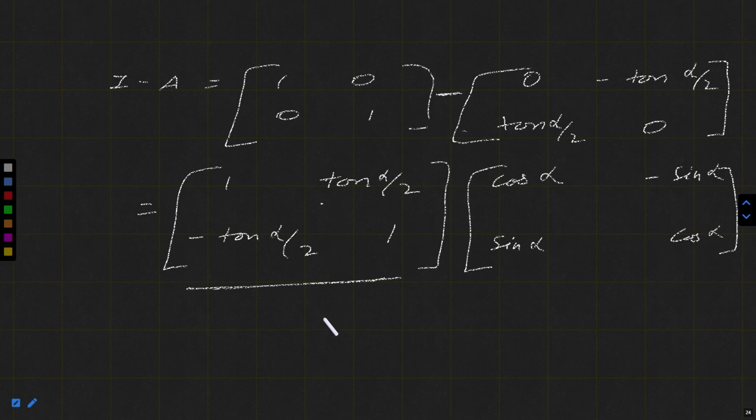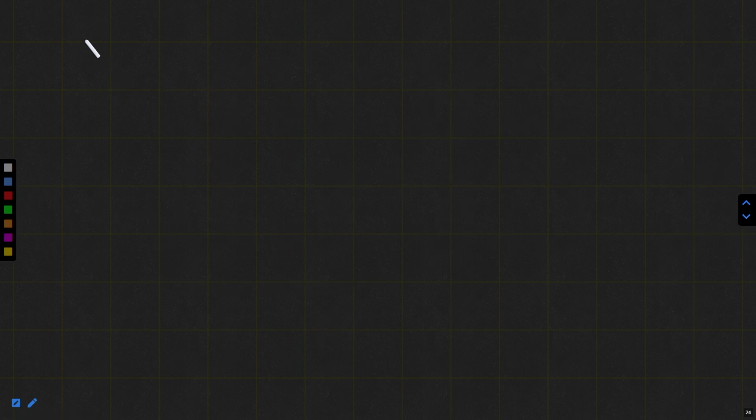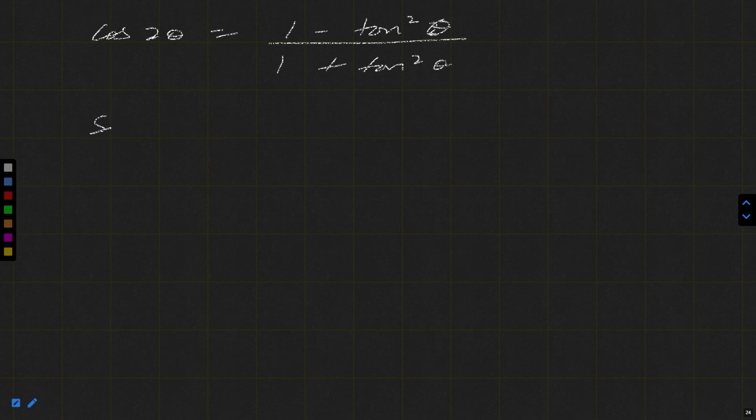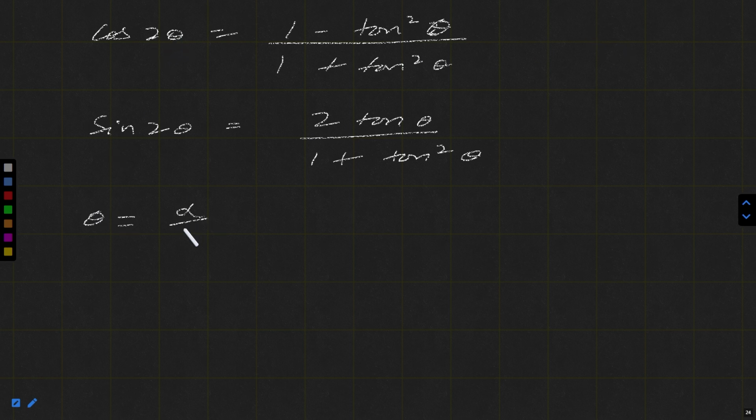How? Let me show you. You all know cos 2 theta is equal to 1 minus tan square theta divided by 1 plus tan square theta, and sin 2 theta is equal to 2 tan theta divided by 1 plus tan square theta. Now if you put theta equal to alpha by 2, then what will you get?